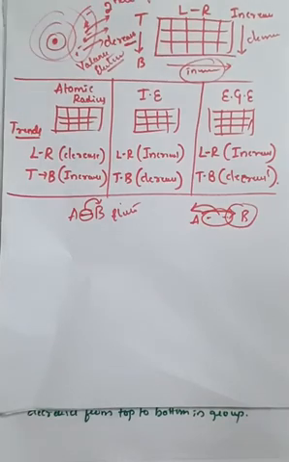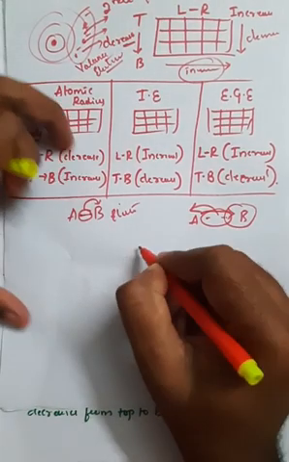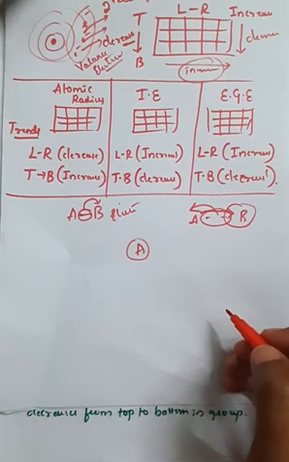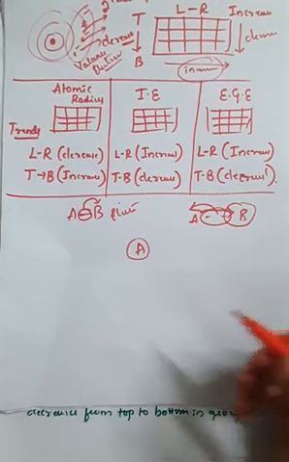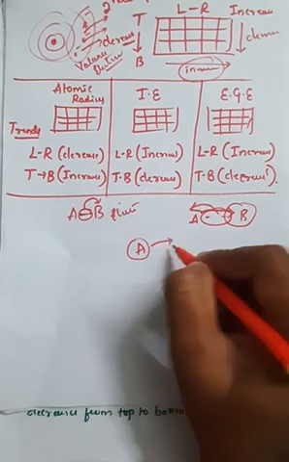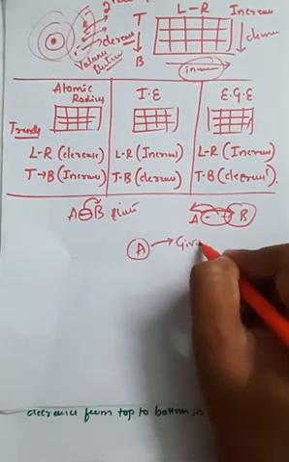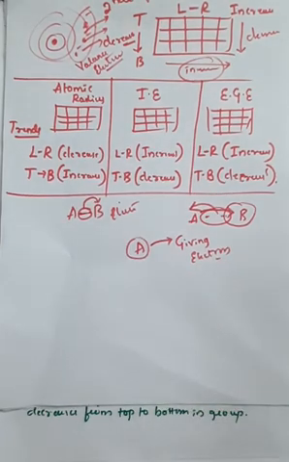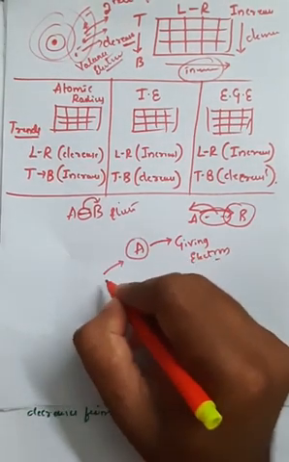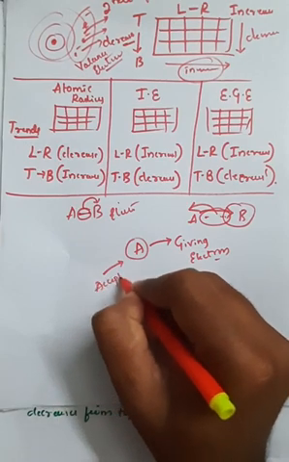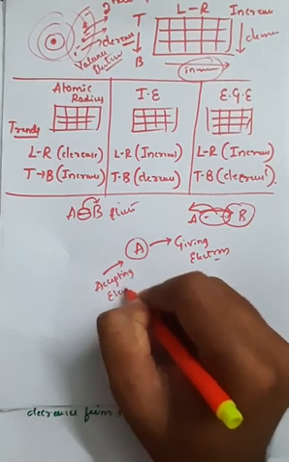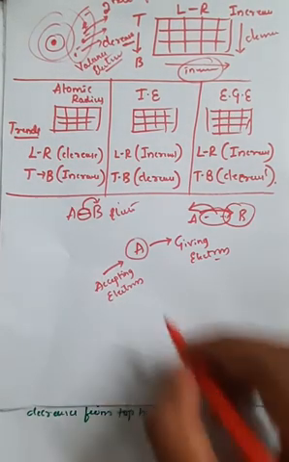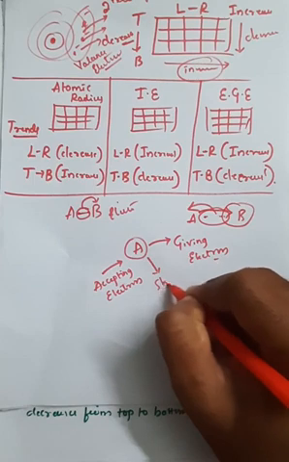For example, if I take A as an element, initially it is not stable, so it can be stabilized. Remember the concept, this is very important. One way is by giving the electron, another is by accepting the electron, or by sharing the electron.